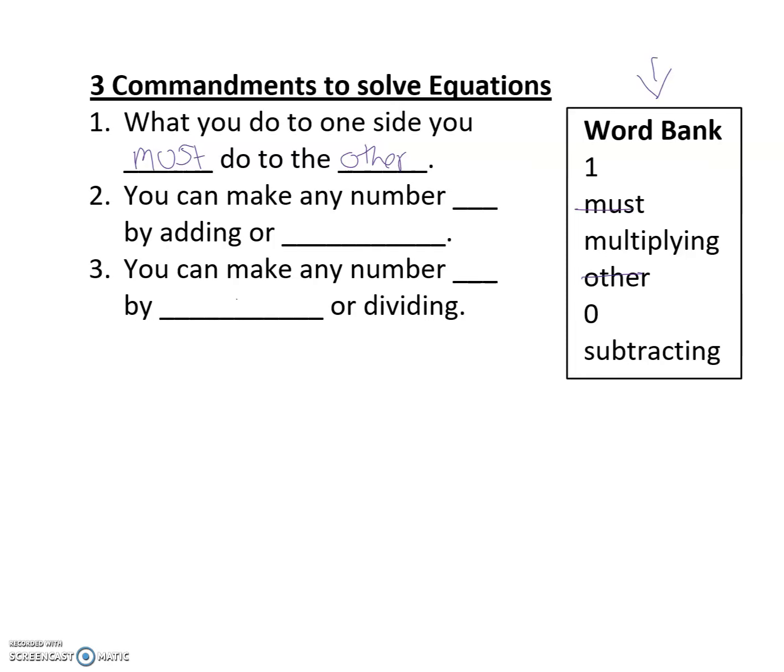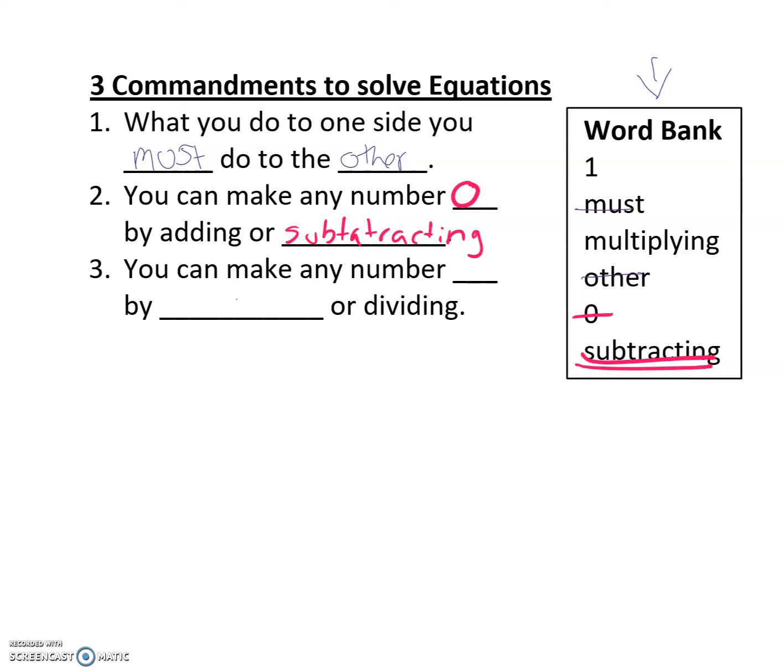The next one, number 2, says you can make any number blank by adding or blank. Well, we know we're talking about adding, so we're probably talking about subtracting also. So I'm going to tell you right now, when we're talking about equations, when we're adding and subtracting, we're always trying to eliminate, which means make a number 0. So we can make any number 0 by adding or subtracting.